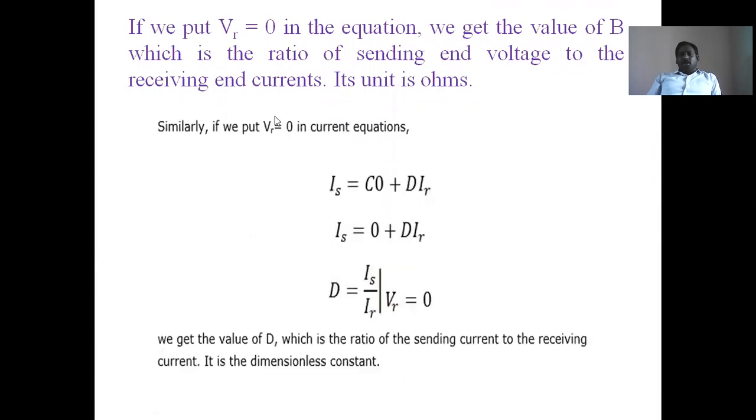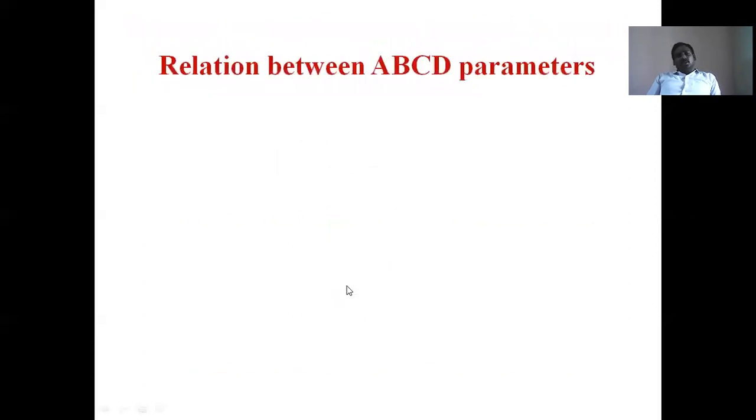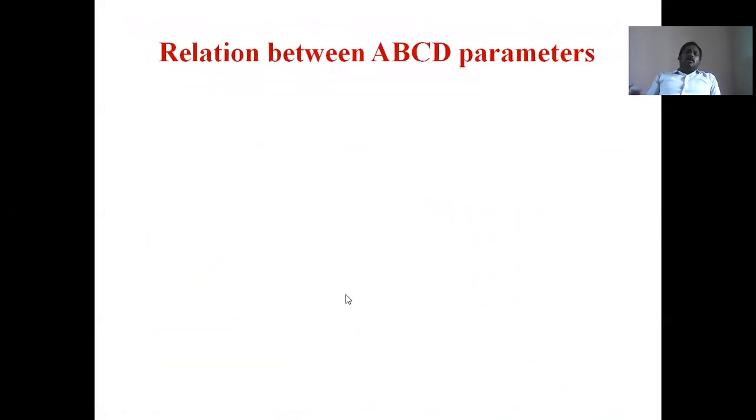And in the same manner, VR is equal to 0 is substituted in the current equation, that is Is equals C into 0 plus D into IR, so Is equals D IR. That means D is equal to Is by IR at VR is equal to 0. That is, D is the ratio of sending end current to the receiving end current, which is a dimensionless quantity, with the same units. Like this, we can calculate the A, B, C, D parameters. And from this, we have to frame the relations.